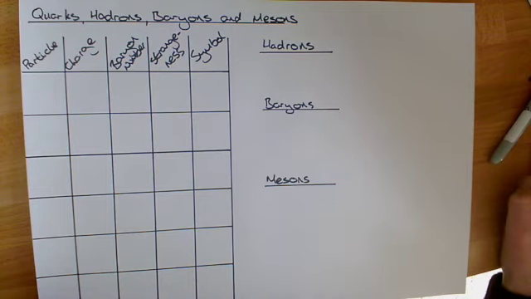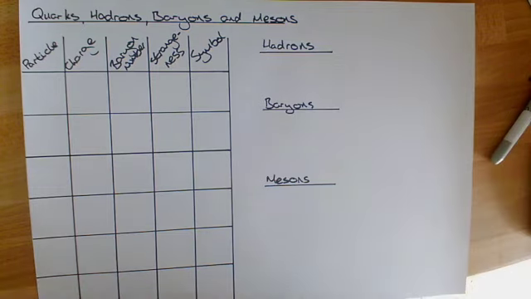Hi everyone, this is the first video that I'm doing in a series of revision videos for A-level physics. The first topic that I'm going to look at today, going in the order that I would normally teach it in, is quarks, hadrons, baryons and mesons.